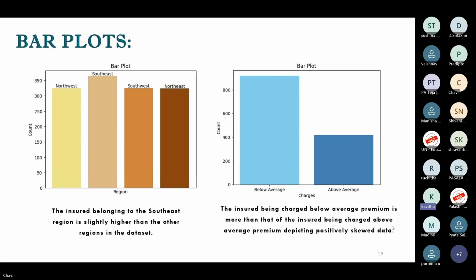The second one is bar plots. The first bar plot shows the relation between region and count. The insured belonging to the southeast region is slightly higher than in the other regions in the data set. The second bar plot shows the relation between charges and count. The insured being charged below average is more than above average, and it shows positively skewed data.